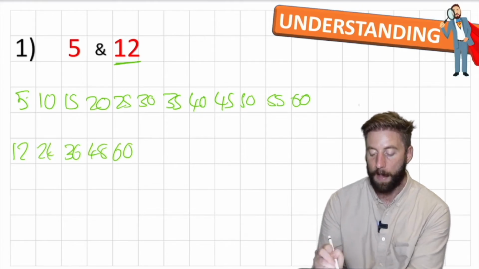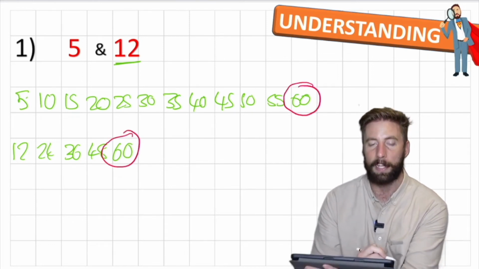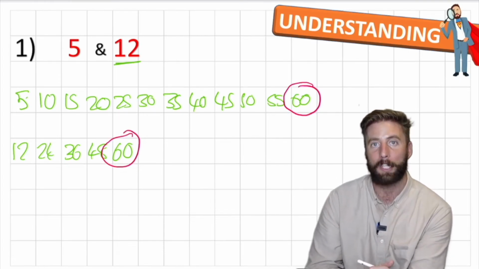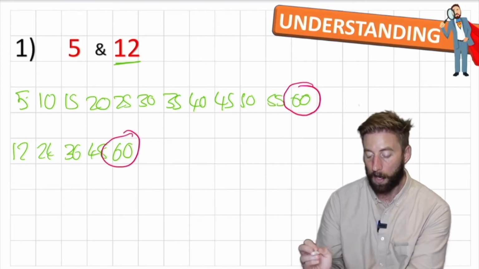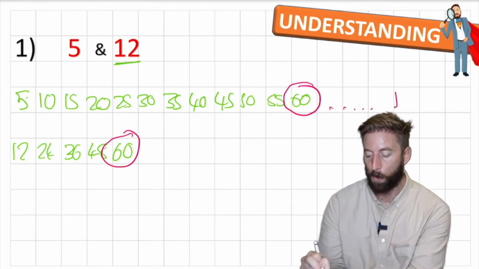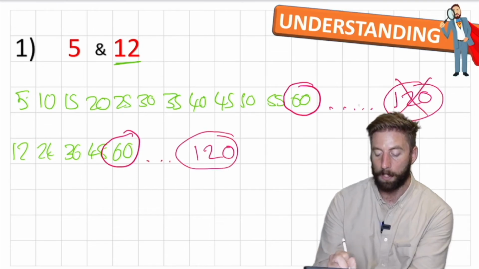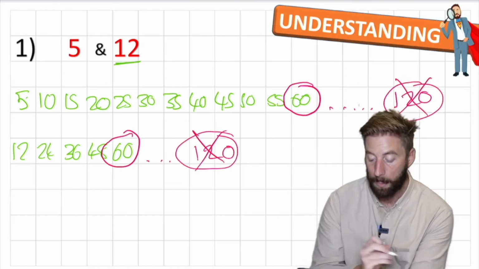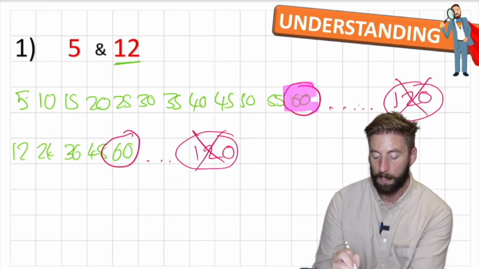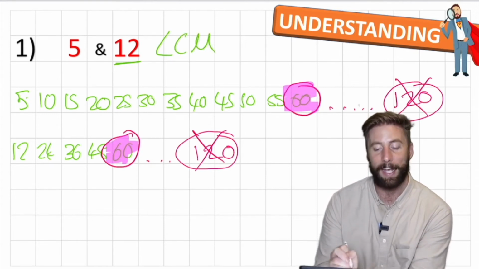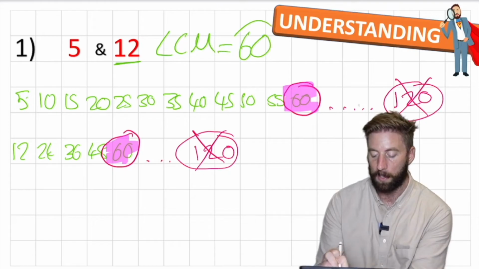Okay, so I found my multiples, and now I think I've found a common multiple. I have this 60. And what I can also see is that this is the only common multiple I have here, so therefore it is my lowest common multiple. I could have carried on and I would have noticed that I would have also had 120 in both of these multiplications, but that would not be my lowest common multiple because it's not the smallest number. The smallest number would be this one, the 60. So if we're looking at 5 and 12, the lowest common multiple, and we can say it like that, LCM equals 60. I give myself a tick.